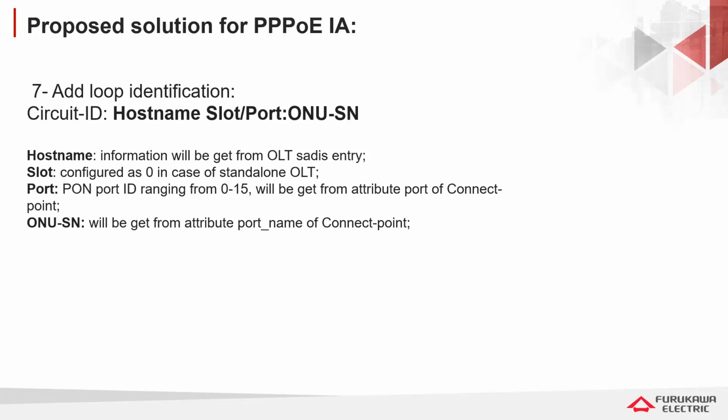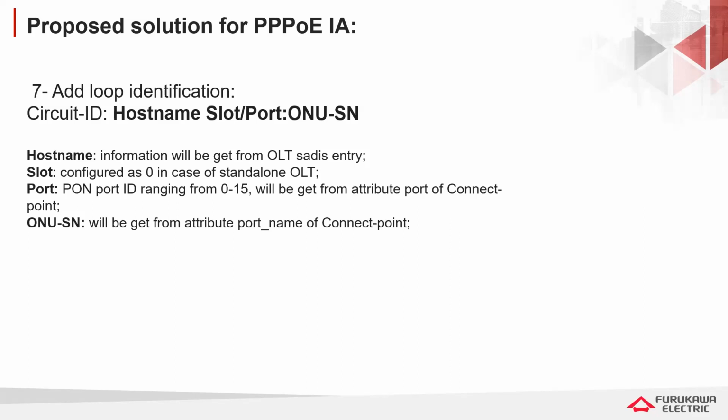Number 7, we need to add the loop identification. So we propose, according to the implementation that you already made, the circuit ID formed by the host name, slot, port, and also the ONU serial number. The host name is taken from the OLT device entry, so we need to specify the host name on the device entry. The slot is configured as 0 in case of a standalone OLT. So mainly it is a kind of hard-coded value that we intend to use.